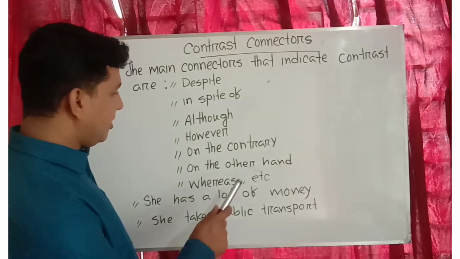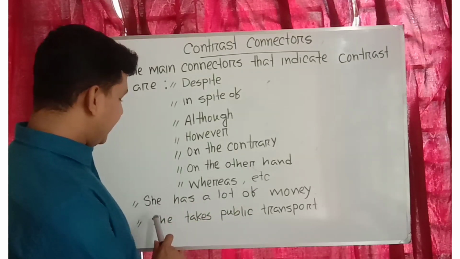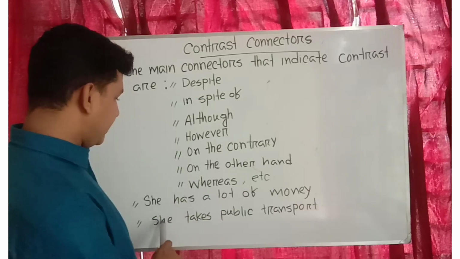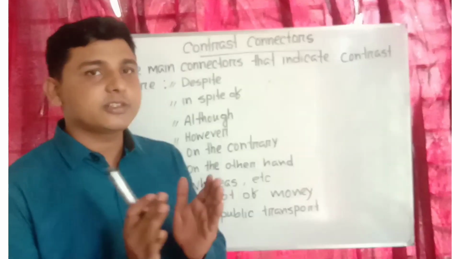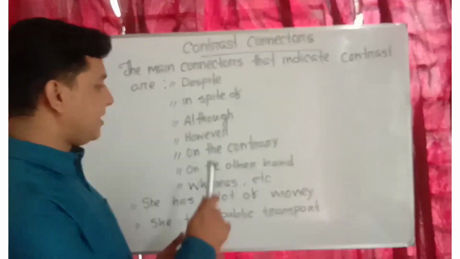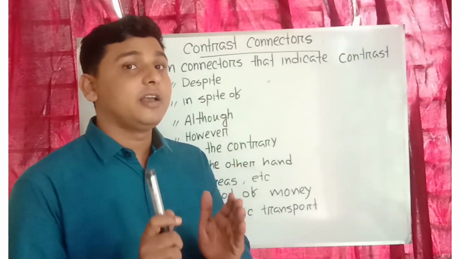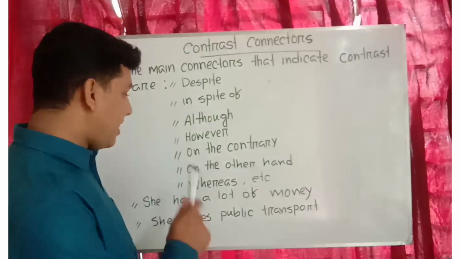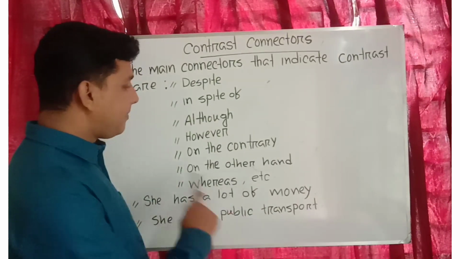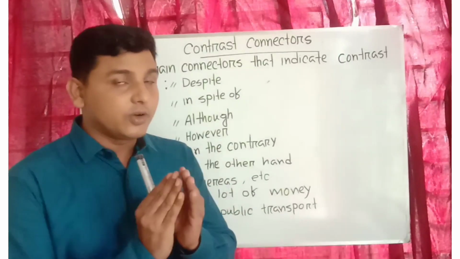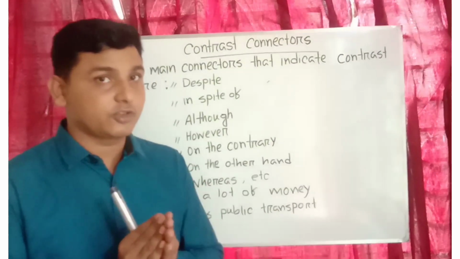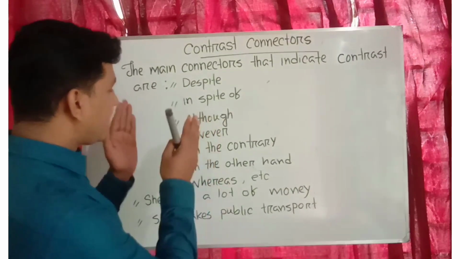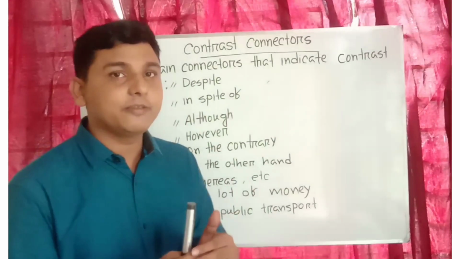She has a lot of money. Then we have mentioned another sentence: she takes public transport. So this is a contrast idea. As she has a lot of money, she should have her own car. But here we have mentioned she takes public transport. So this relationship between two sentences is a contrast, and we can use contrast connectors to make them united.